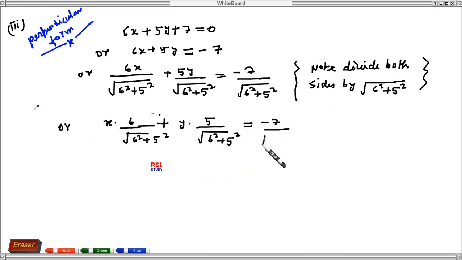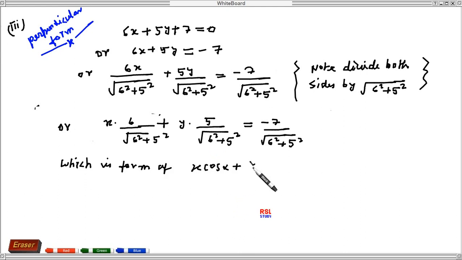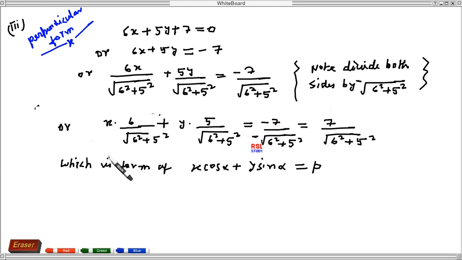So after dividing, just representing like this, clearly this is the cos alpha, this is the sin alpha, and this is the p, because this is the form of x cos alpha plus y sin alpha equal to p, where cos alpha is this, sin alpha is this, and p is this. This can also be simplified. This minus minus will cancel, then this will come like this.